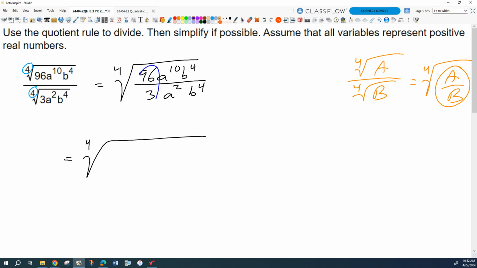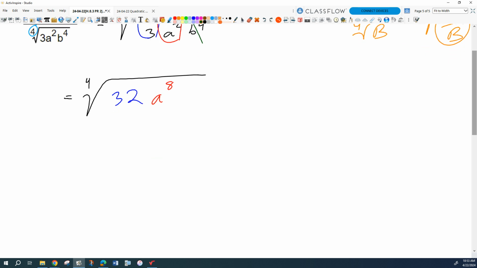So 96 over 3, what's that become? 32. Okay, so we get a 32. How about the a to the 10th over a squared? What does that become? A to the 8th. And how about b to the 4th over b to the 4th? Oh, nice. Those cancel. So they're completely out of the picture. This looks a lot better, doesn't it? Right? Now we can break this into two much, much easier parts.